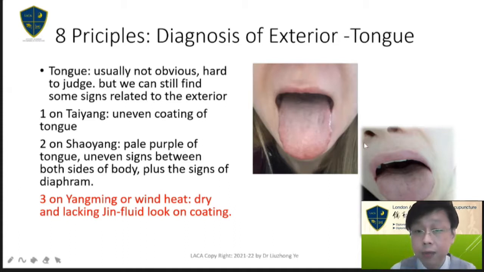This picture from my computer looks very much as I said, but when it shows here on my mobile, it looks very much Yangming. But when you look at it on the computer here, it doesn't look very typical. However, the red spots indicate the Yangming heat. And for this lady, very much dry. Also, you can see a kind of uneven coating. That is also the Taiyang type, right? And the purple color, that is the Shaoyang. So this actually is Taiyang, Shaoyang, and Yangming all together.